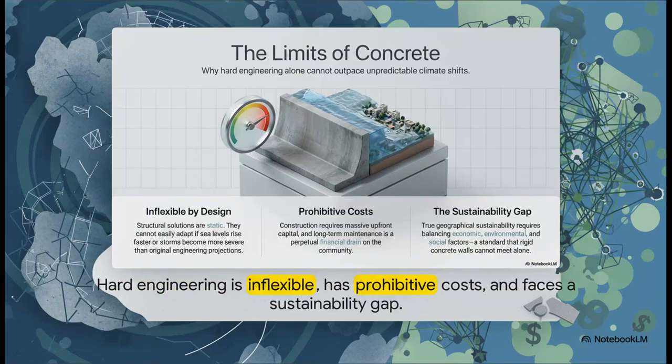But here's the flip side. These concrete solutions are rigid, they're static. They can't easily adapt as climate change gets worse. Plus, they cost a fortune to build and maintain, and they often don't balance the economic, environmental, and social needs you need for real, long-term sustainability.